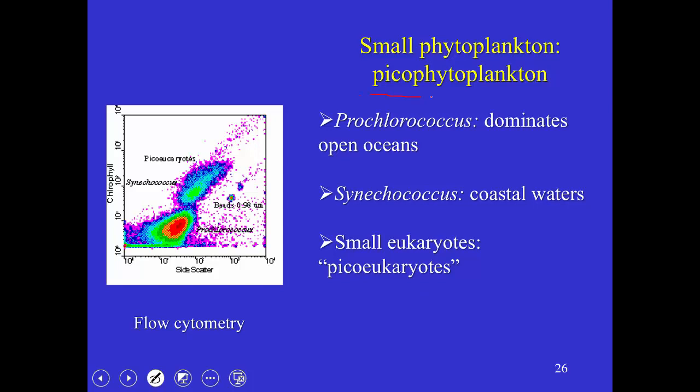They're called the pico phytoplankton. Pico meaning, we'll see in a minute, they're less than 2 microns in size. And they include 2 cyanobacteria groups. These are 2 genus names that I want you to remember: Prochlorococcus and Synechococcus. Prochlorococcus is a little bit smaller than the Synechococcus, but they're both less than a micron in size.